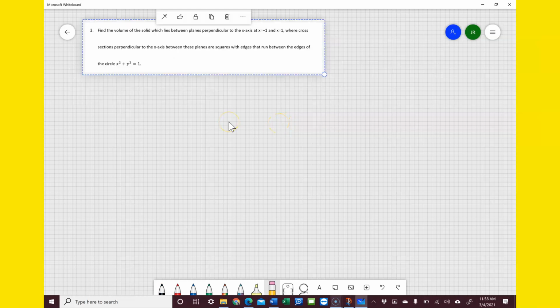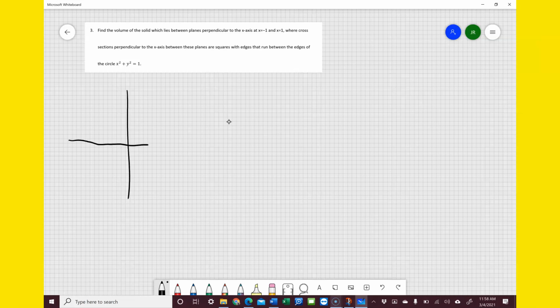All right, for this problem, the best thing that I could do usually is to try to get a feel of what's going on by drawing a picture. I've got the volume of a solid which lies between the planes perpendicular to the x-axis at -1 and 1. So think of I've got planes running right here, okay?